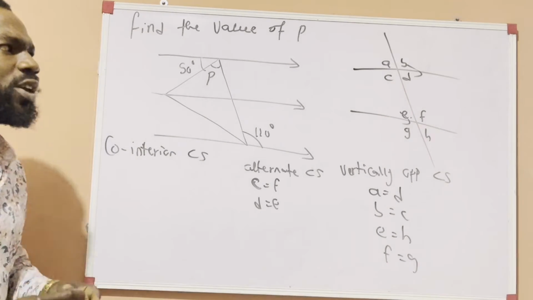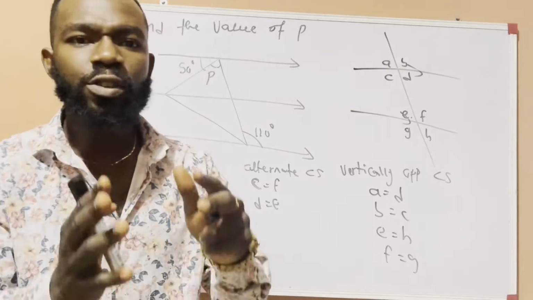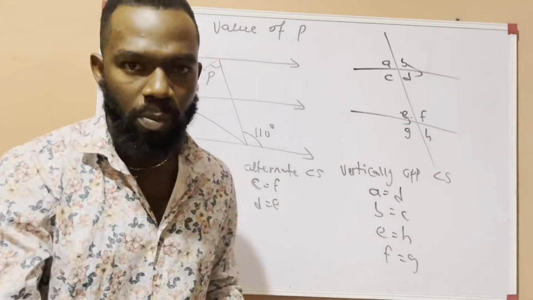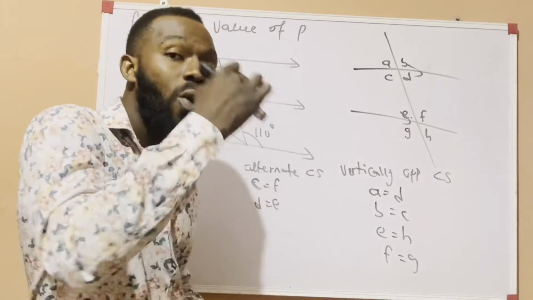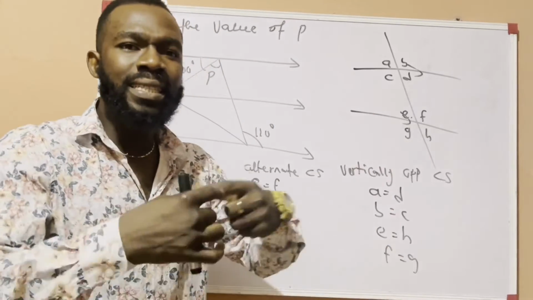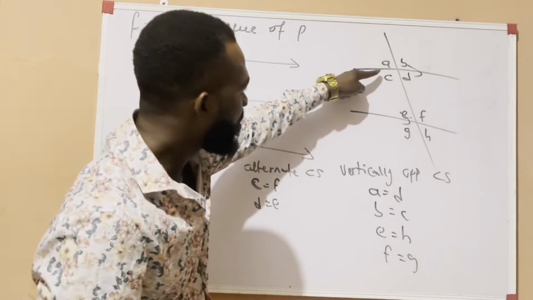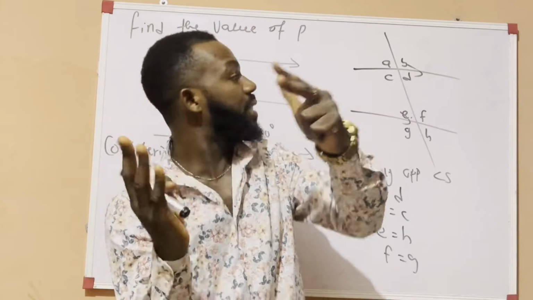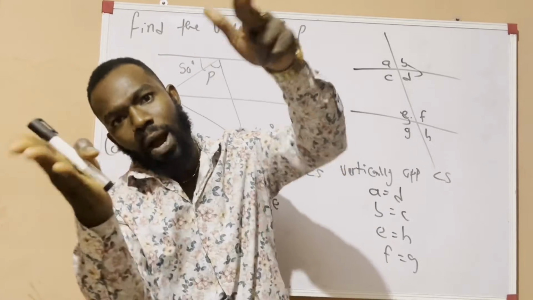Co-interior angles. Now, when you say angles are supplementary, what does it mean? It means they are added up to 180 degrees. Now, what are the examples of co-interior angles here? C and E, and D and F, because they are bounded by two parallel lines.